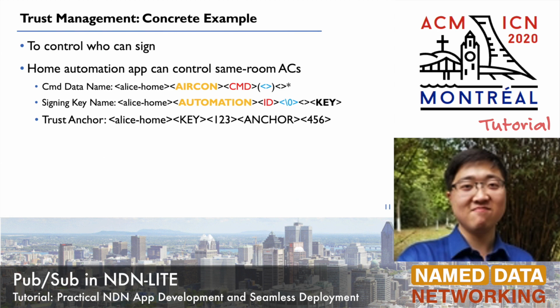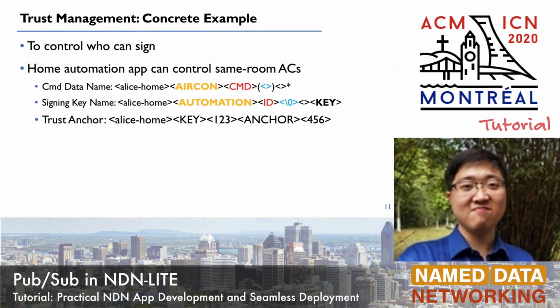Thus, we also need trust management to help us control who can sign what packets. For example, a home automation application wants to control the air conditioners in the same room. You may want to specify a specific signing rule. Say the data packet must be a command data packet under the home service air conditioner, and the signing key name must be under this specific home automation home service, and the ID here differentiates the identity data from other types, the command type or data content type.